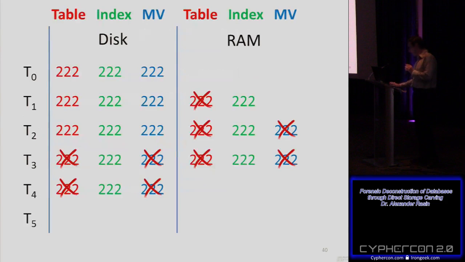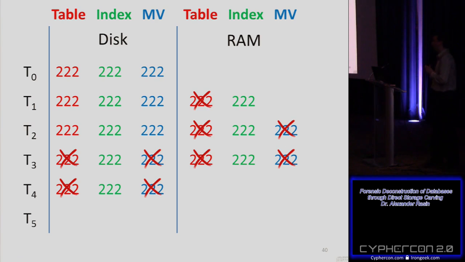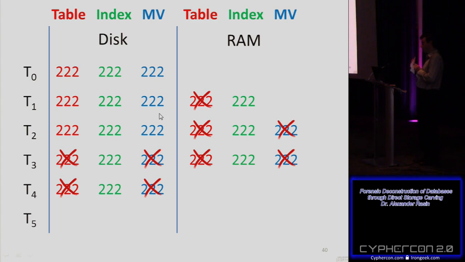So let me talk about what actually happens when you issue delete. Here we start with 3 different values. This is the value in the table, this is the value in the index, this is the materialized view. When you issue delete, first thing that happens, 2 more values get created. Nothing on disk gets touched at all.